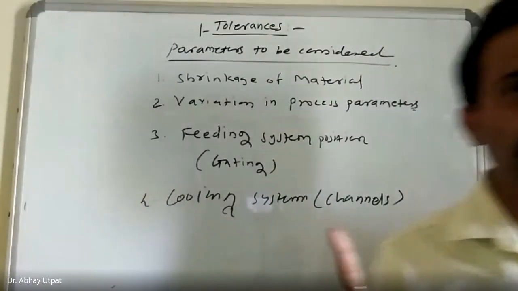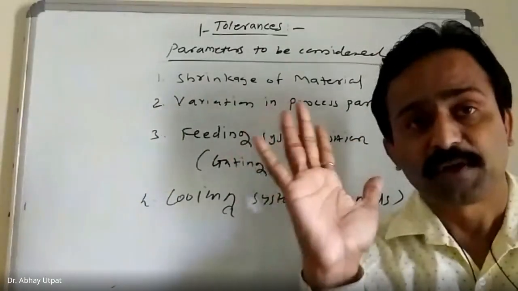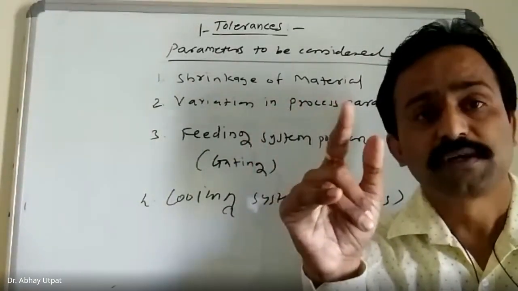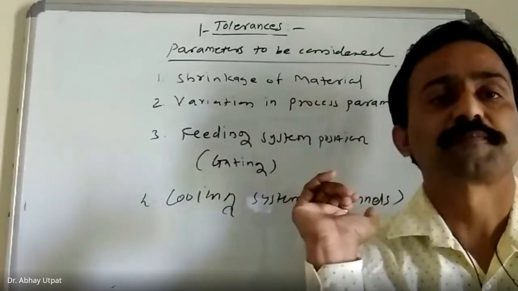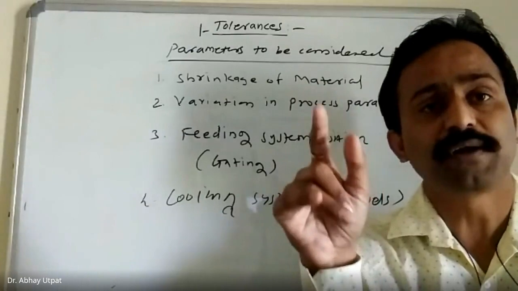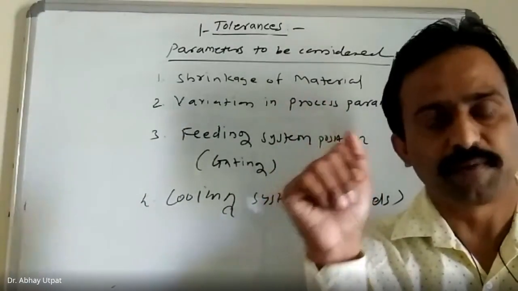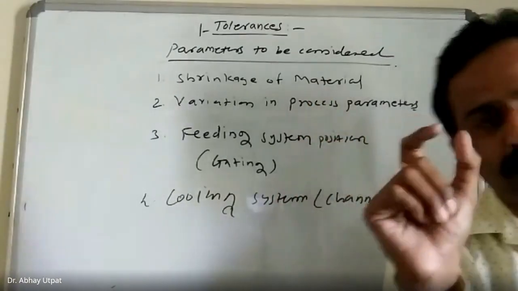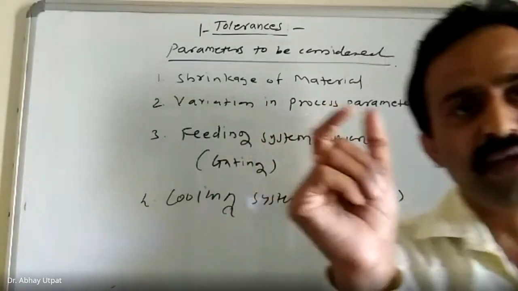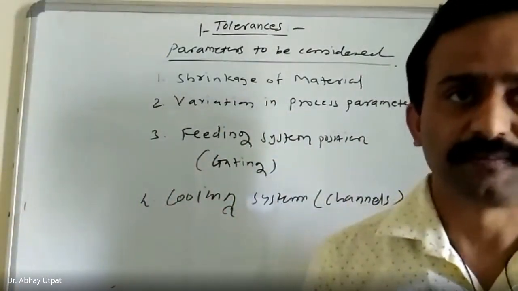Friends, you are in final year, final semester. Try to understand. Tolerance means, suppose 10 plus 0.1 minus 0.1. What is the meaning of 10 plus 0.1 minus 0.1? Your product dimension 10.1 is accepted, and for your product 9.9 dimension is also accepted.